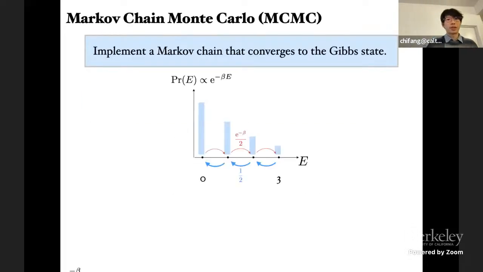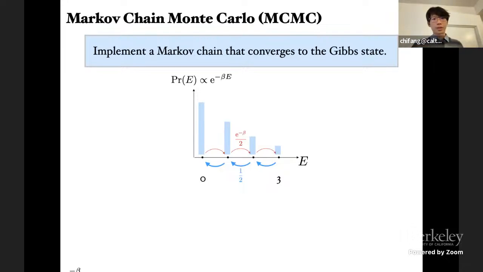Right, and let's begin our talk by reviewing the classical Markov chain Monte Carlo methods. The spirit there is that you want to implement a Markov chain that converges to the Gibbs state. If you look at this simple example, it's a random walk on a line. There are 4 energy states from 0 to 3. And you can calculate that the Gibbs state is going to be some exponentially decaying function with most of its weight at the lowest energy, which is 0.